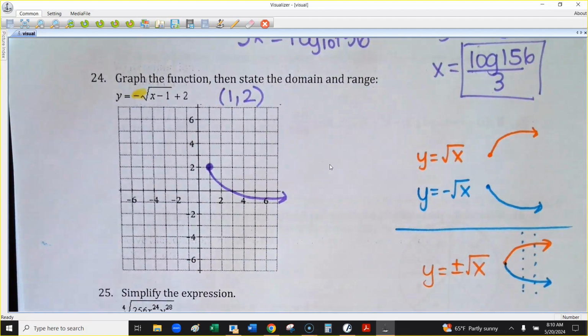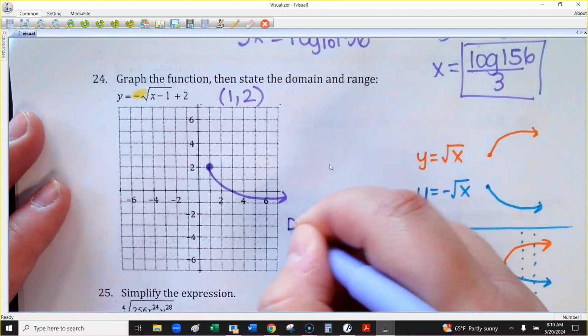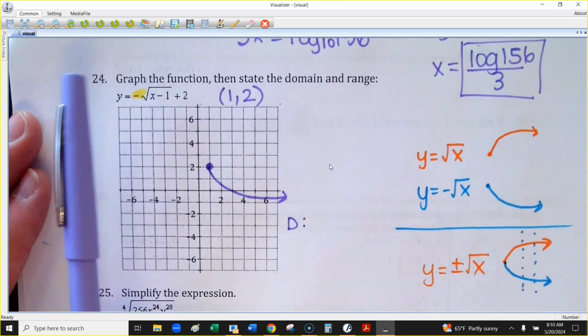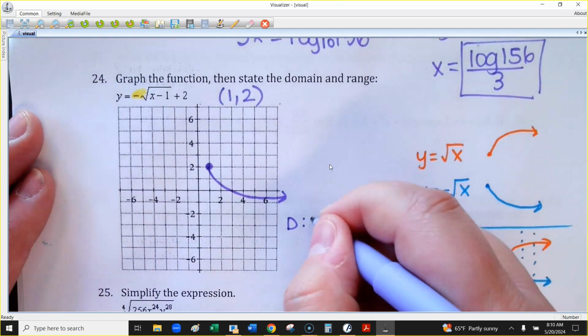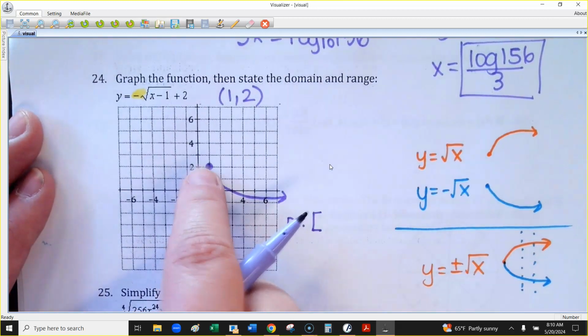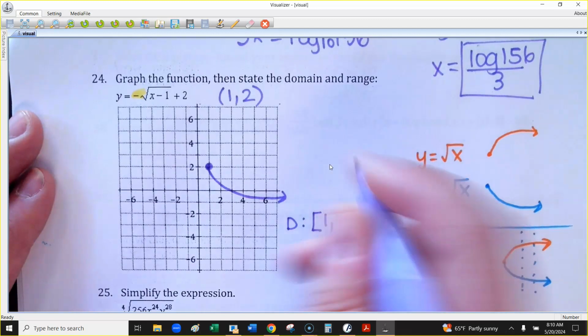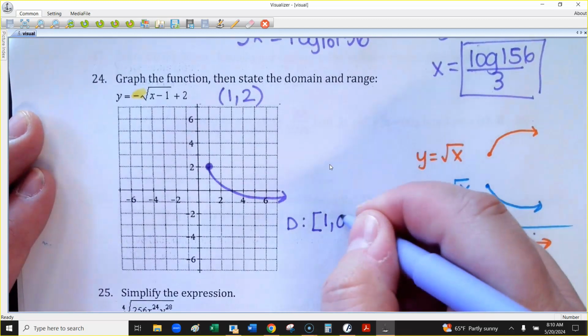Now, in terms of your domain, it says state the domain and range. So I don't touch any part of that graph till I get to that first point. You would have a bracket here because you actually have that point. That x value is 1, and then it goes to the right forever.